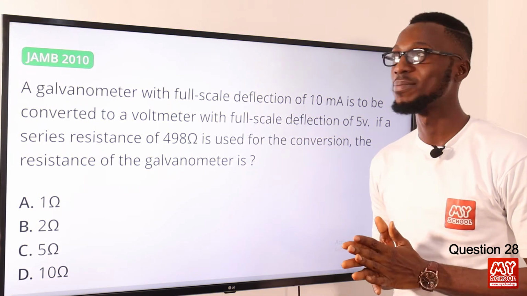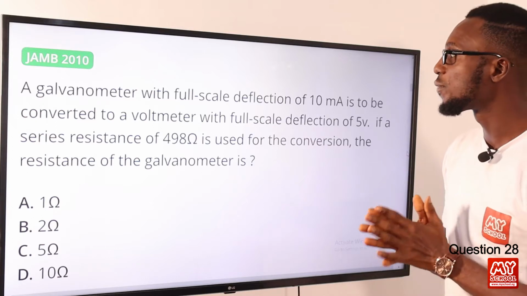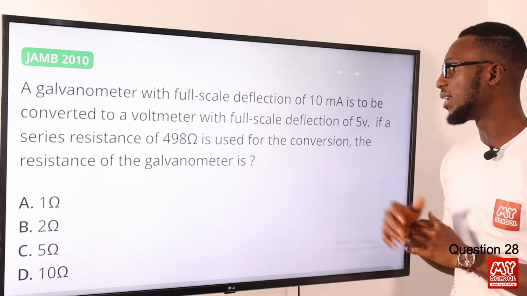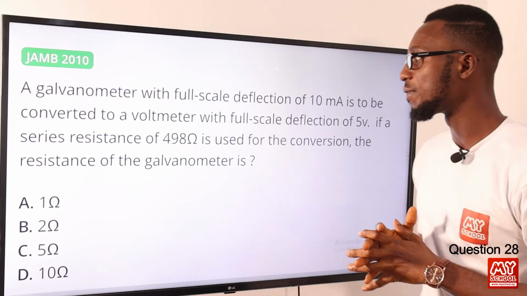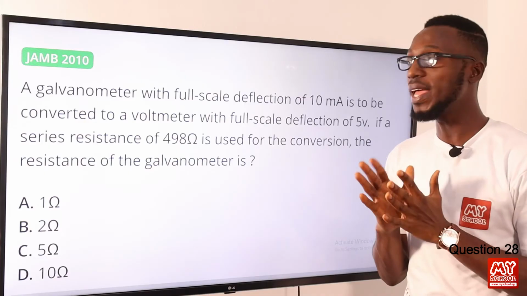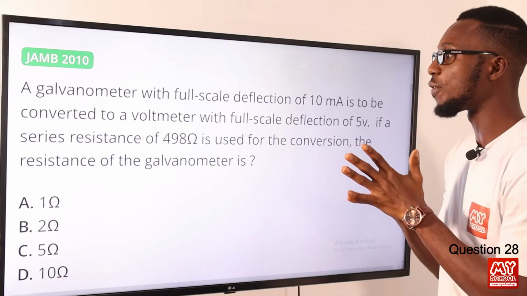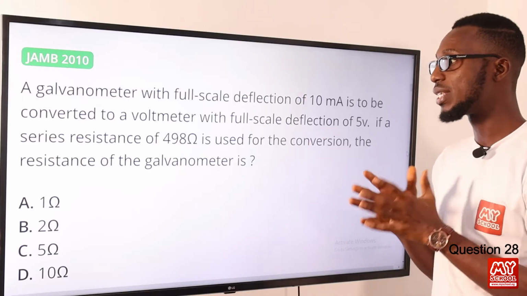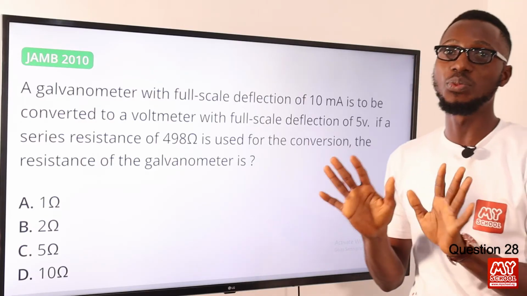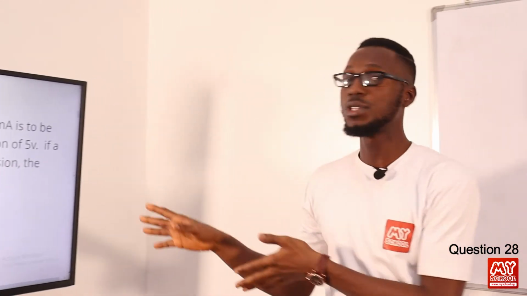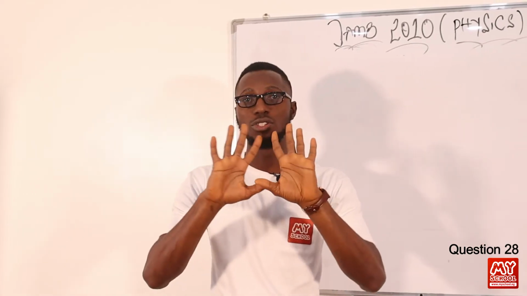Question 28. A galvanometer with full-scale deflection of 10 milliamperes, take note of this, milli, is to be converted to a voltmeter with full-scale deflection of 5 volts. If a series resistance of 498 ohms is used for the conversion, the resistance of the galvanometer is what? When you want to convert from galvanometer to voltmeter, you use the multiplier. From galvanometer to ammeter, you're talking about the shunt.